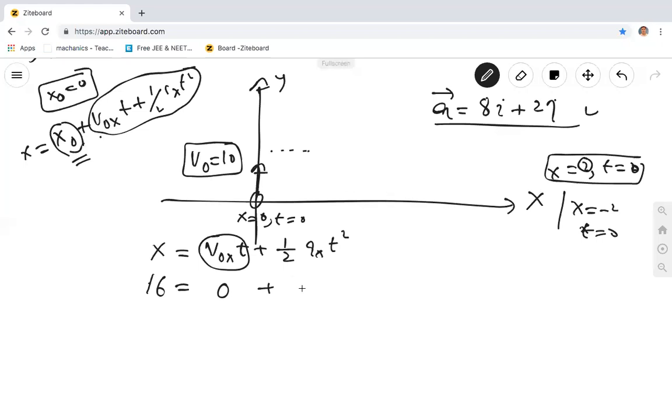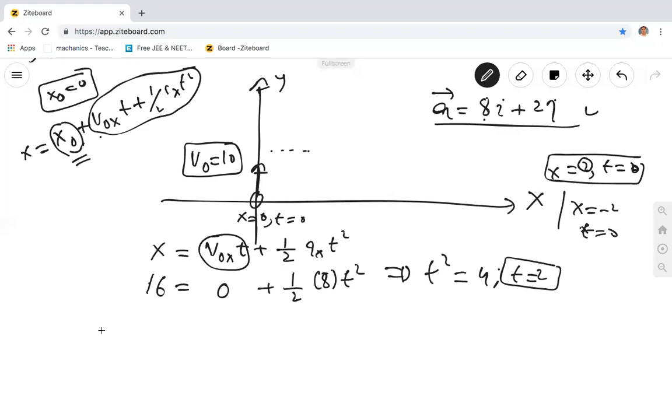So 1 by 2, what is the x? 8. 8, don't write i, 8 t square. That gives t square is equal to 16 divided by 4, that is 4, and t is equal to 2. You got the time. That solves this A part of the problem.